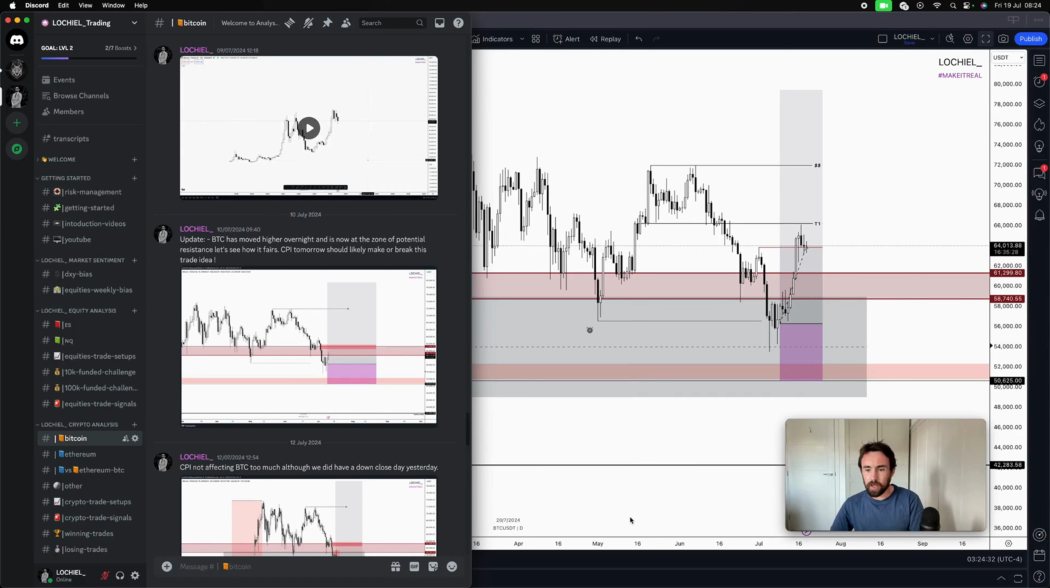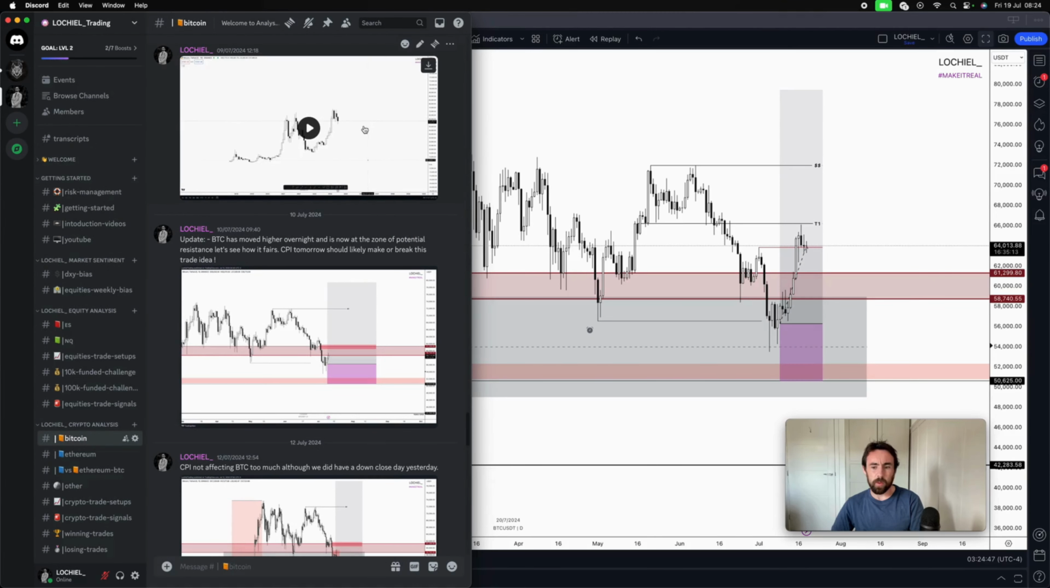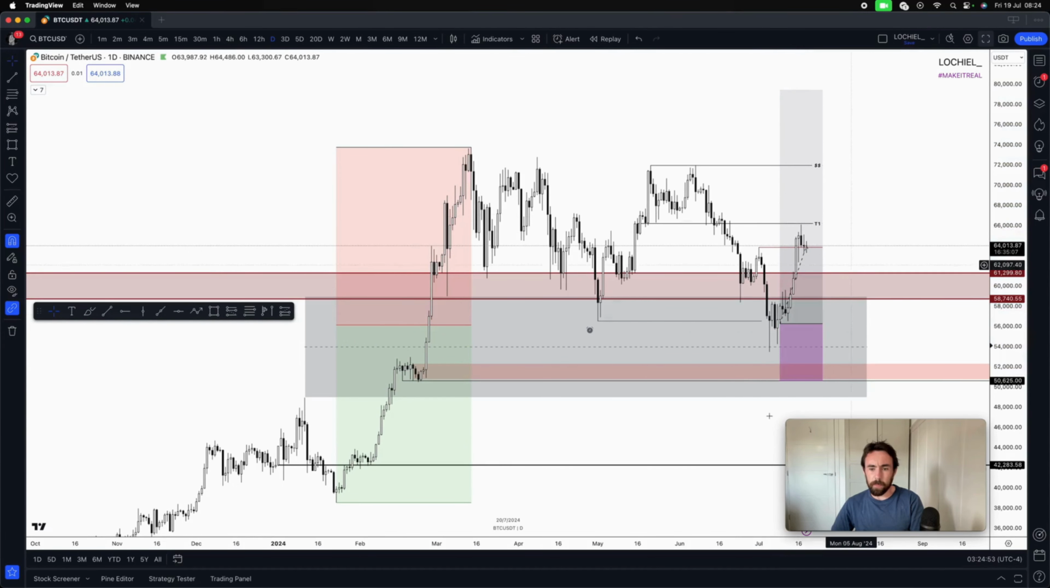So before we begin looking at our charts, I just want to go over the Lockhill Trading Discord super quick, and show the Bitcoin trade that I gave around the 10th of this month. You can see this was the setup here. I explained in the video above why I was getting long, and you can see this is current price action. We've had a nice move on Bitcoin.